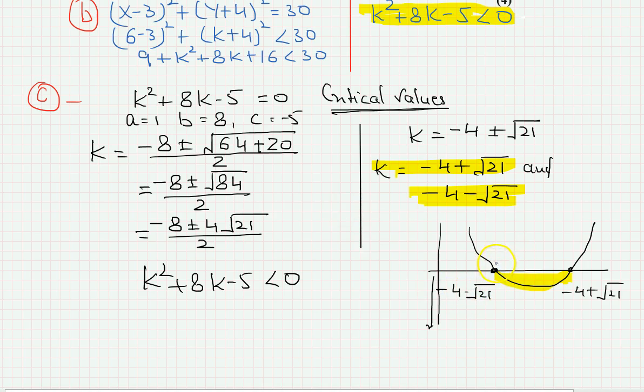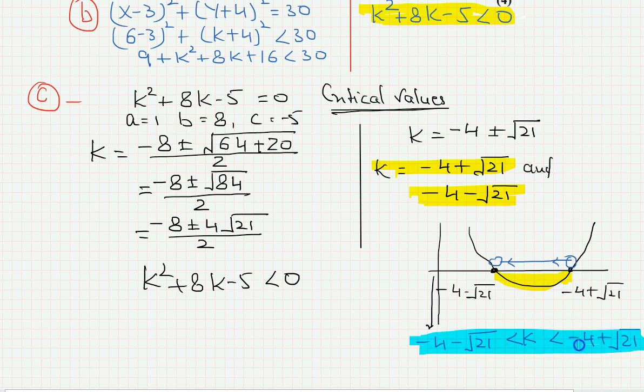That means our k is greater than minus 4 minus root 21 and less than minus 4 plus root 21. So these are the exact values of k, the solution set of k. These are only the critical values.